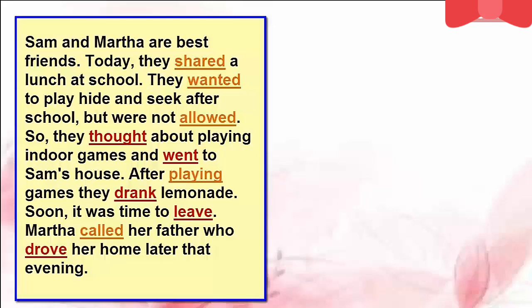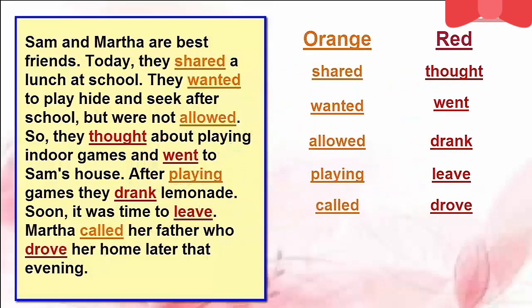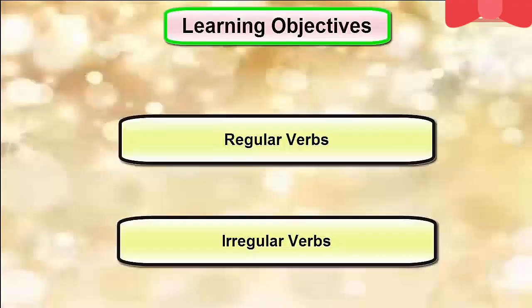Did you notice that the verbs here are in two different colors? This is because verbs can be classified into two types. Let's go ahead and learn about them. Today, we will learn about regular verbs and irregular verbs.